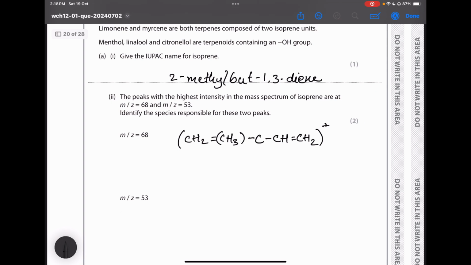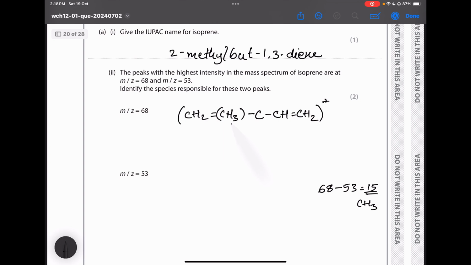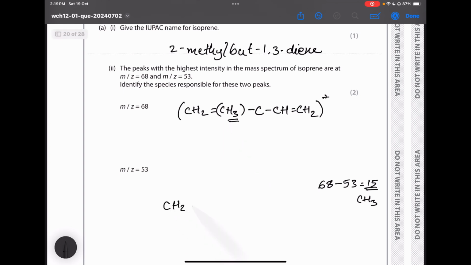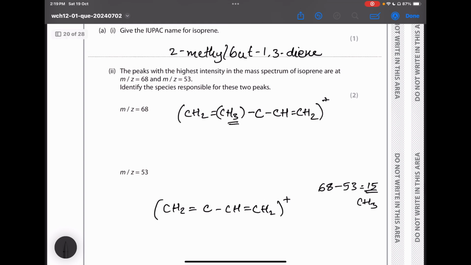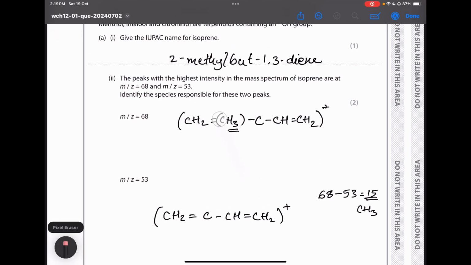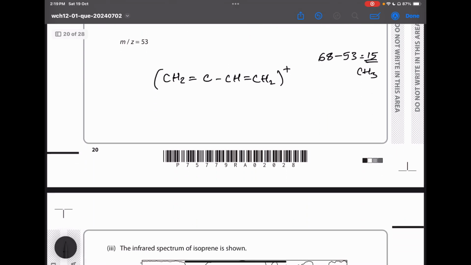For m/z 53, the difference between 68 and 53 is actually 15. So 15 is responsible for methyl. So if I remove this methyl, then we are left with CH2 double bond C, CH double bond CH2, and this is going to be the charge, right? Okay, now I made a silly mistake over here. We need to write it down in this manner, C, and then CH3, because this carbon is double bonded with this carbon, not this one. Okay, so make sure you don't make that mistake.